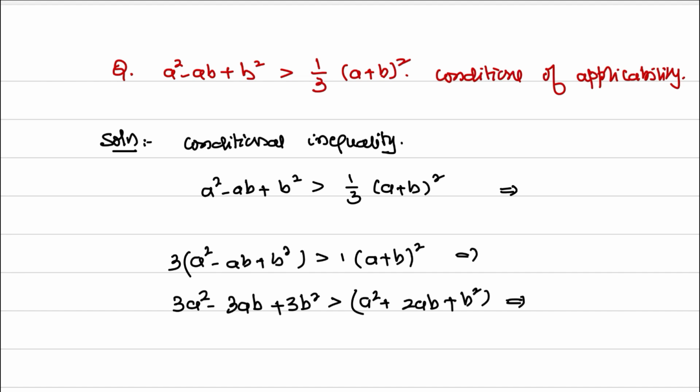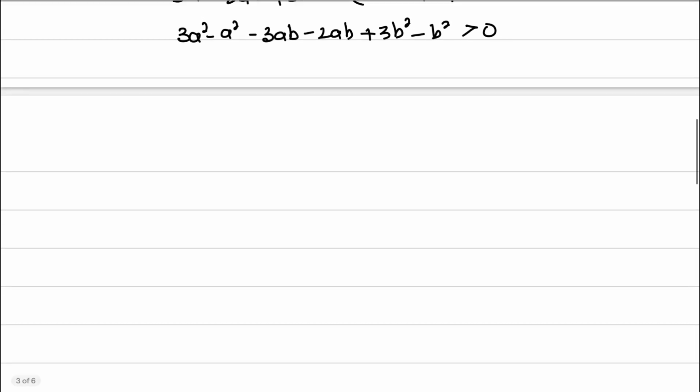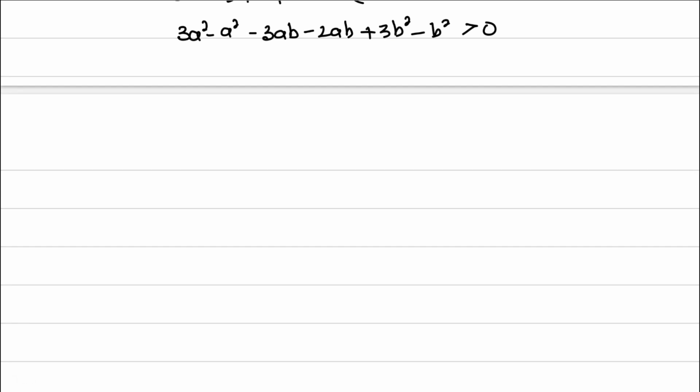Let's bring everything to the left hand side. What happens? 3a square minus a square minus 3ab minus 2ab plus 3b square minus b square is greater than 0. When you simplify, what happens? 2a square minus 5ab plus 2b square is greater than 0. This is the inequality.